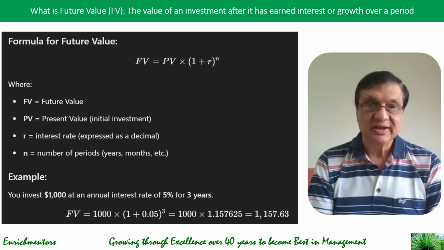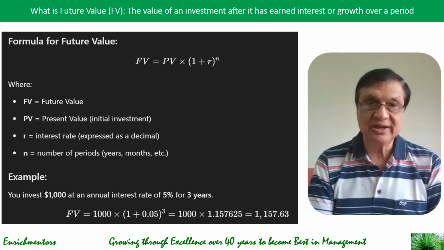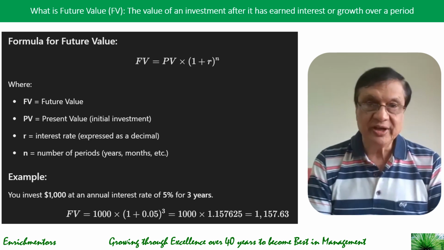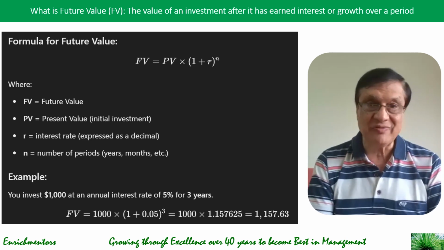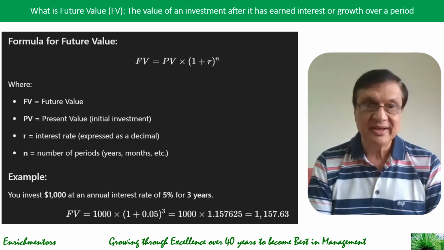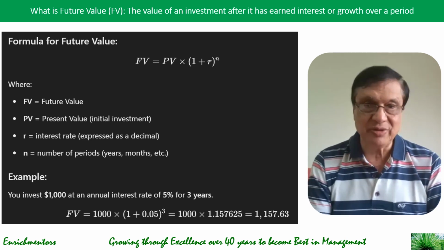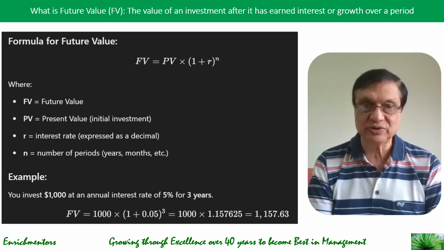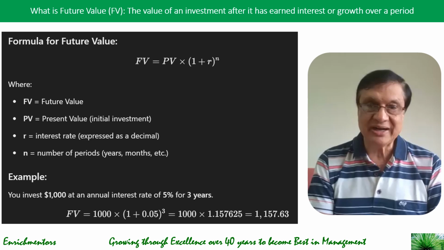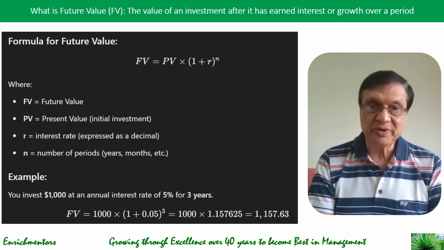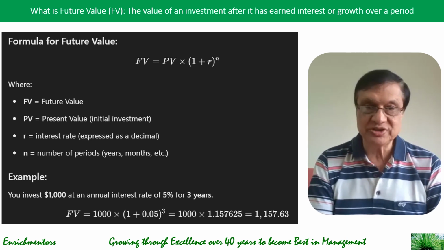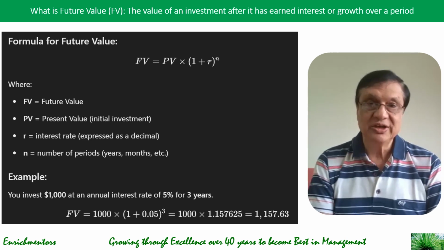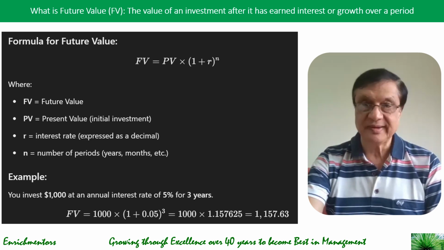Now, the formula for the future value, as you see, is FV = PV × (1 + R)^N, where FV is the future value, PV is the present value, the initial investment that you're making, R is the interest rate, and N is the number of years. As an example, if you invest 1,000 at an annual rate of 5% for 3 years, that 1,000 will be worth 1000 × (1 + 0.05)^3, which is equal to 1157.63. So that's how you determine the future value.